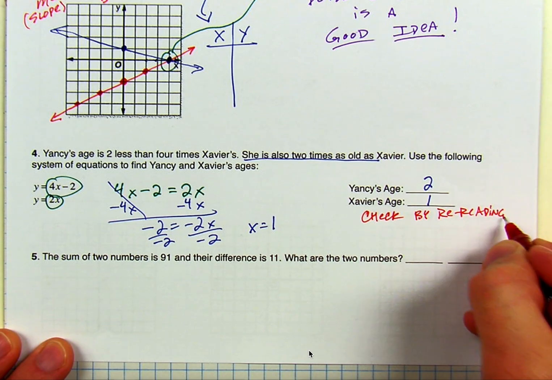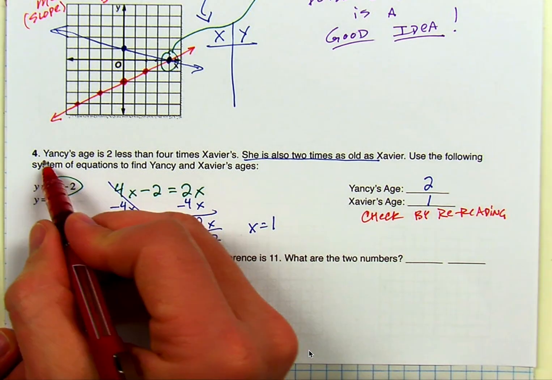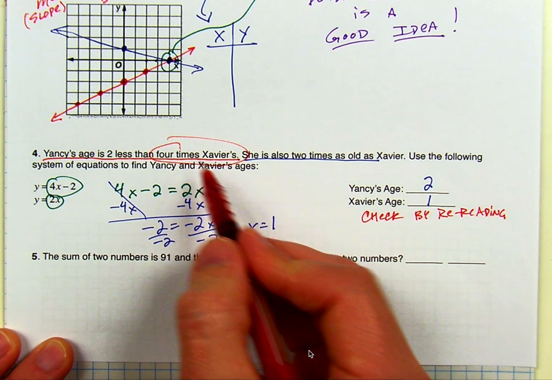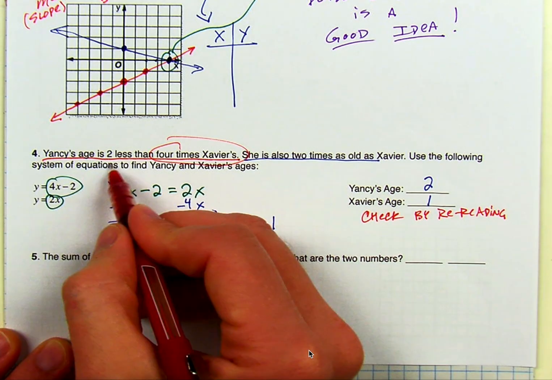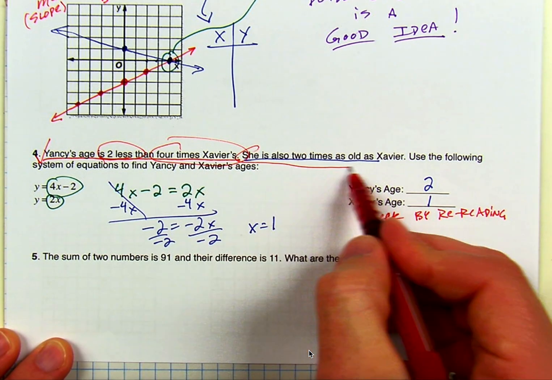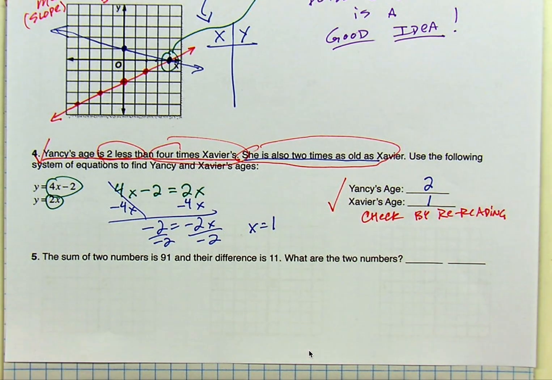Okay, we think Yancey is 2 and Xavier is 1. Yancey's age is 2 less than 4 times Xavier's. What would be 4 times Xavier's? 4, right? Is this 2 less than that? Yep. Check. She is 2 times as old as Xavier? Yep. Check. Now we know with 100% certainty that we got this problem correct.